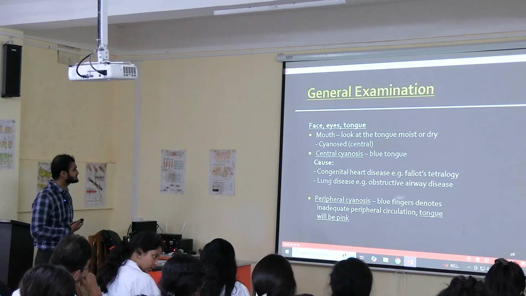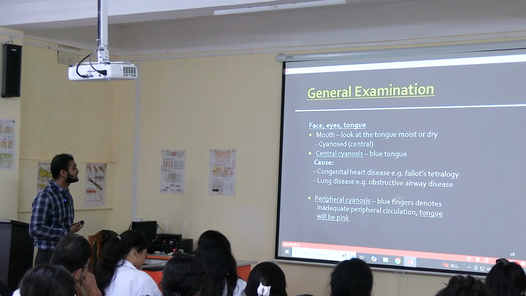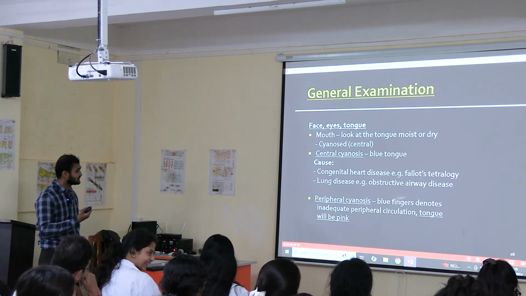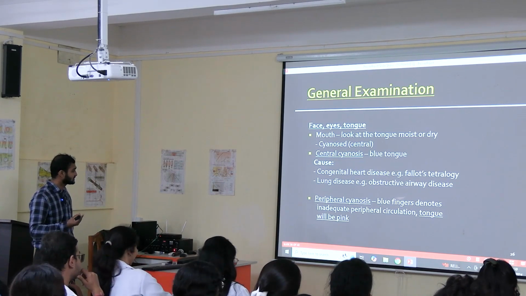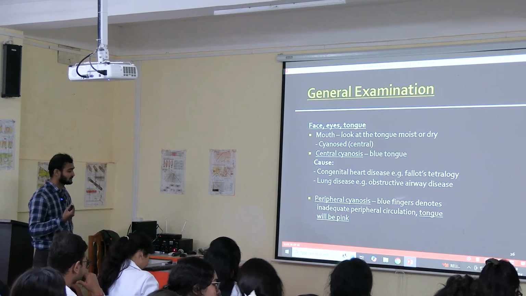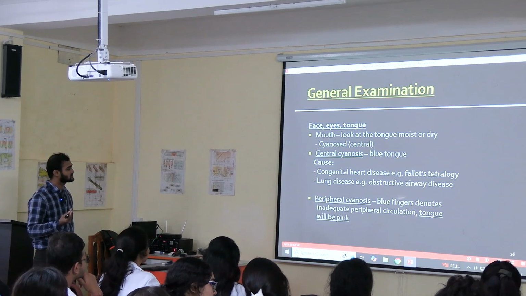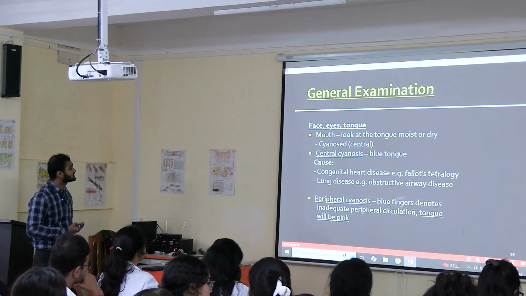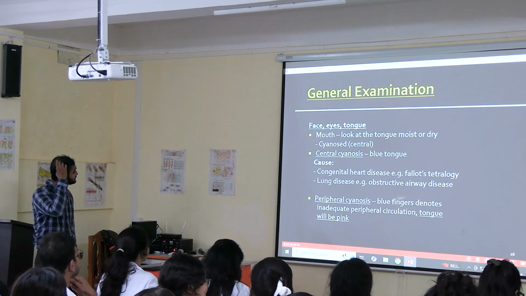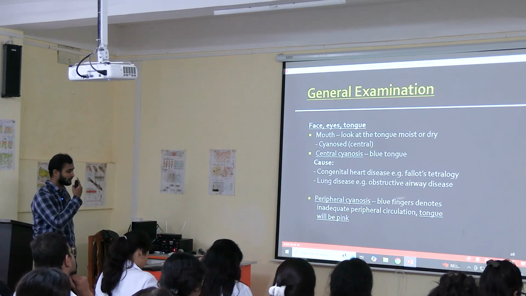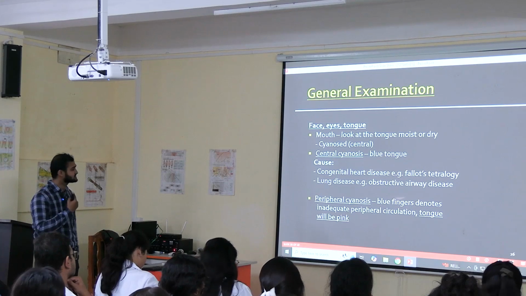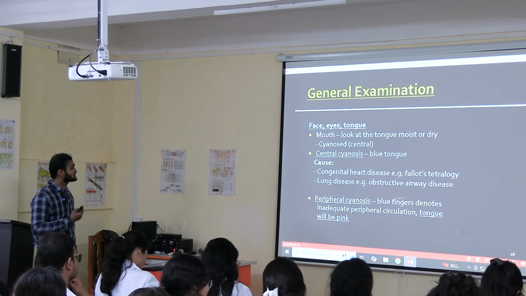So then cyanosis, we have two types mainly, the peripheral and the central cyanosis. So in peripheral cyanosis, we see, as I said, the bluish discoloration of the fingers and toes. Thus the peripheral circulation of the fingers is not well, so there is color change. In central cyanosis, we will focus on the central part, meaning the nose and lips.